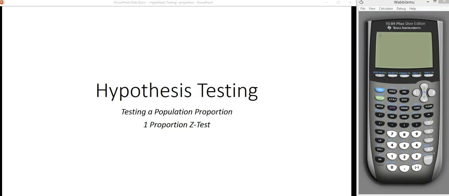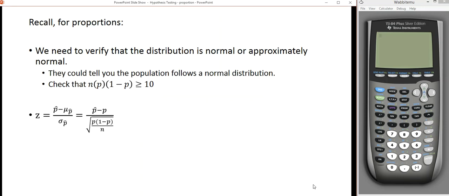Video, we're going to go over hypothesis testing, and specifically we're going to look at testing a population proportion, so a 1 proportion z-test. Recall for proportions that we have to verify that the distribution is normal, or at least approximately normal, so they can either tell us that it follows a normal distribution, or we check that condition n times p times 1 minus p is greater than or equal to 10.